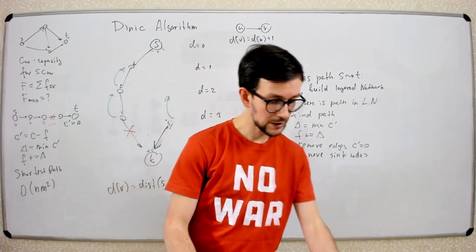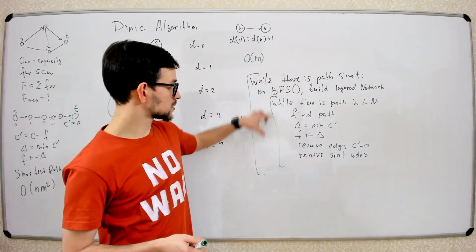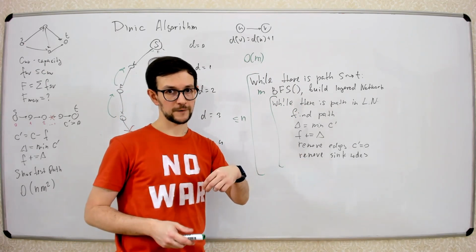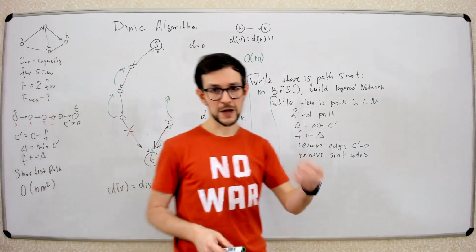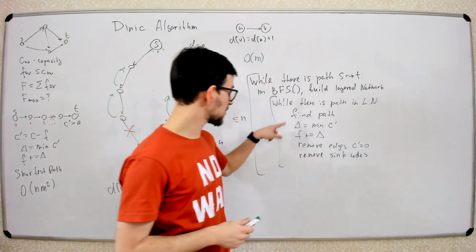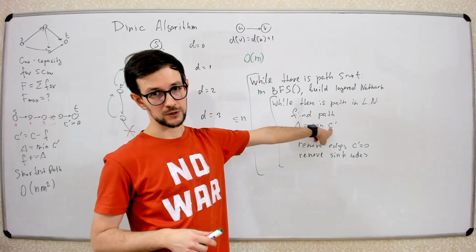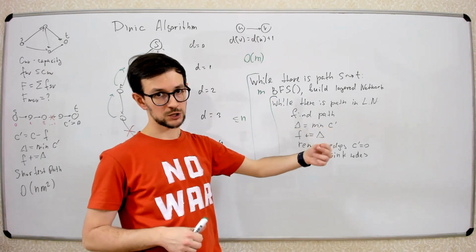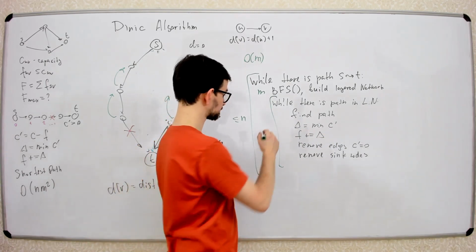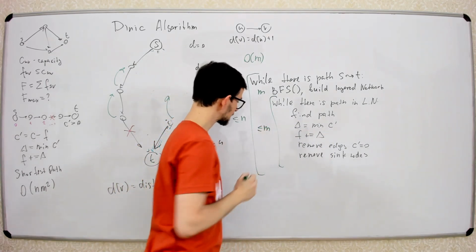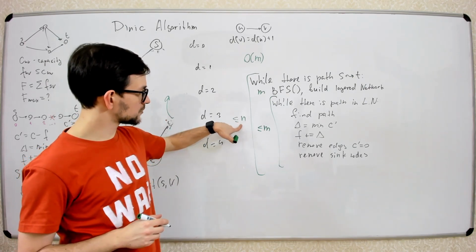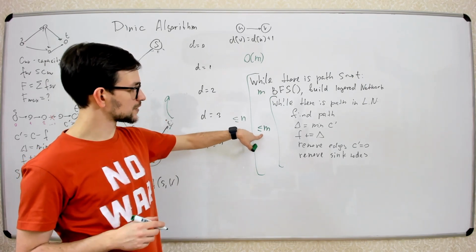Yes, at most m times, right? Because each time in this while loop, we remove at least one edge from the layered network. Again, we only remove edges from this layered network. And each time we find a path, at least one edge, the edge with minimal residual capacity, will be removed. So we cannot remove edges more than m times. Yes, the outer loop is running no more than n times. The inner loop runs no more than m times.